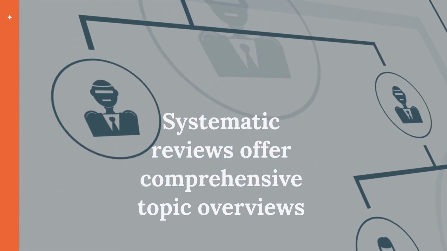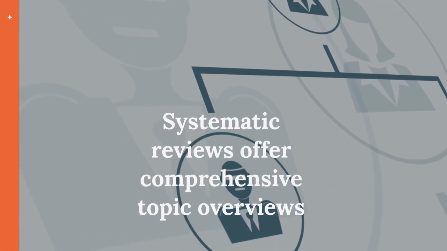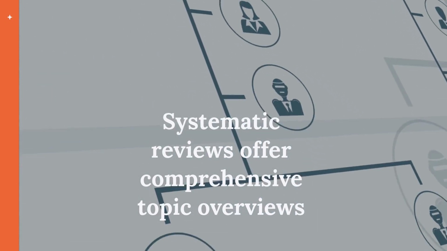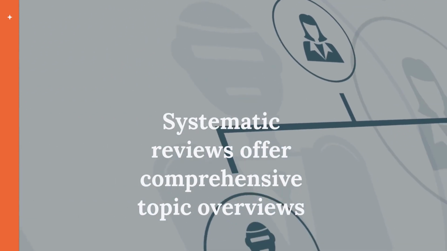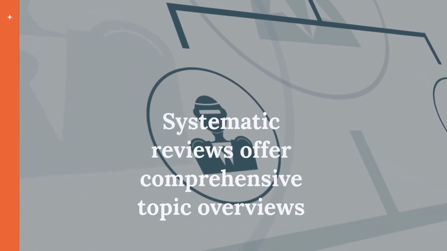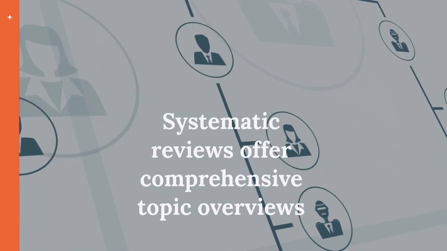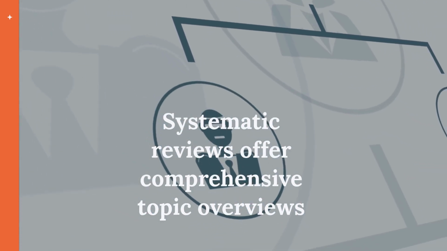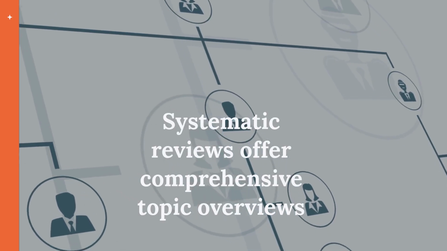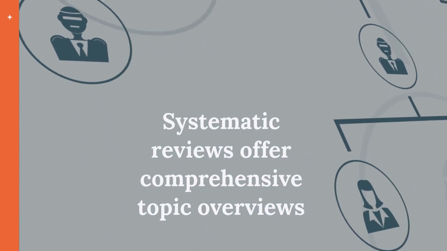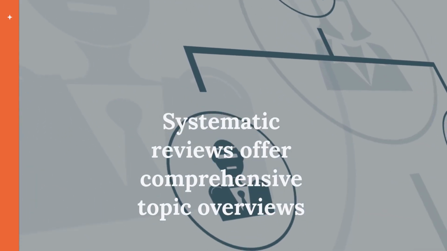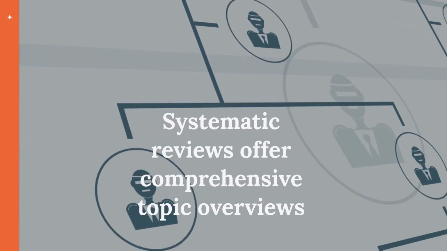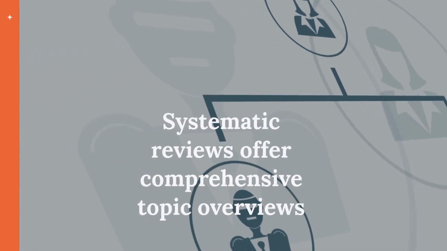Systematic reviews critically evaluate existing research. They follow a structured methodology to identify, appraise, and synthesize all relevant studies on a particular question, reducing bias and increasing reliability. They offer a comprehensive overview of a specific topic. By pooling data from multiple sources, systematic reviews highlight patterns, gaps, and areas for future research, making them valuable in evidence-based practice.